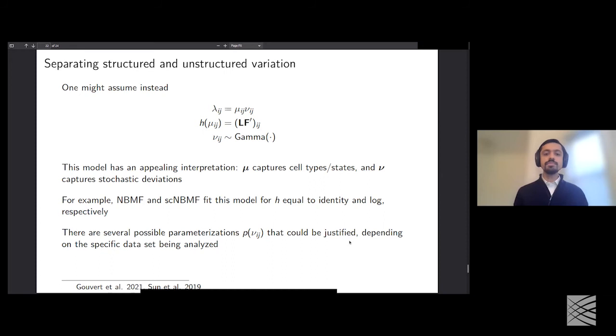Here I've written gamma distributions, as I've mentioned before, make inference more straightforward because you can analytically integrate them out. Some examples of methods that do this: NBMF, negative binomial matrix factorization, or SCNBMF, a particular implementation that is specialized for single cell data. They make different choices about this link function. They also make different choices about the parameterization of this noise. And so there are lots of modeling choices that one could make here. What is H? How are we parameterizing the gamma? And these all are reflecting assumptions about biology. And that means that there's no one recommendation that we could make. You should do it this way or you should do it that way.